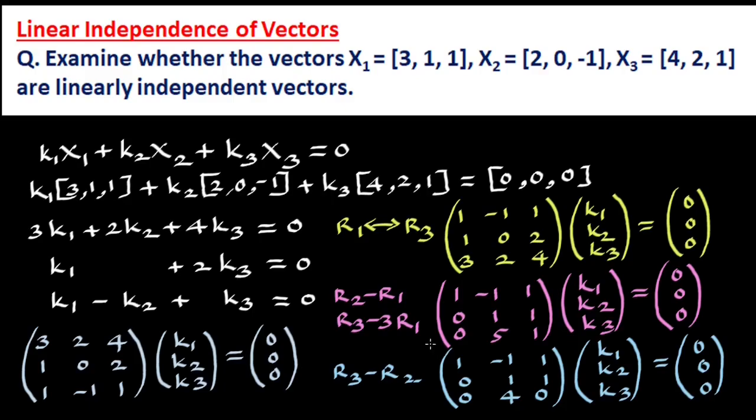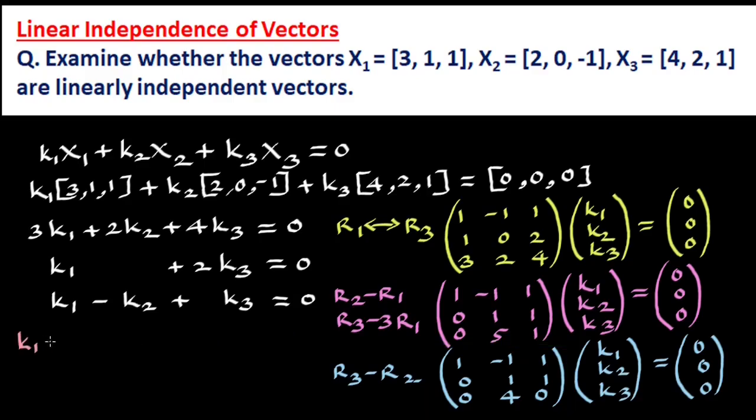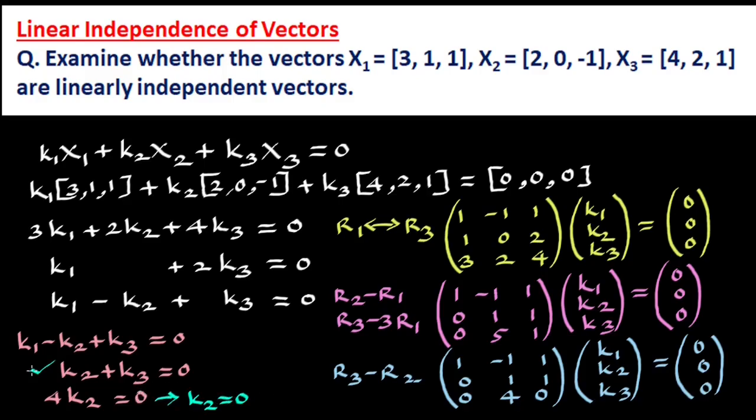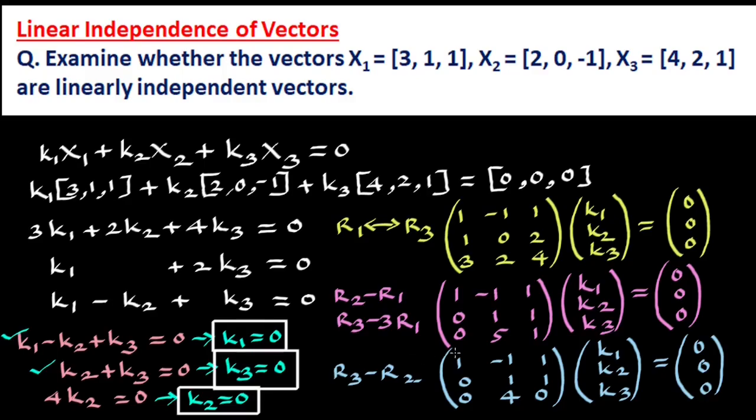Now the coefficient matrix is in the row echelon form, from which we can write k1 minus k2 plus k3 equals 0, k2 plus k3 equals 0, and 4k2 equals 0. This gives k2 equals 0. Using in this equation k3 equals 0, and using k2 and k3 in this equation k1 equals 0. Now since k1, k2 and k3 all zeros implies given vectors are linearly independent vectors.